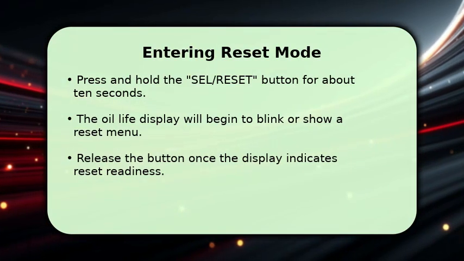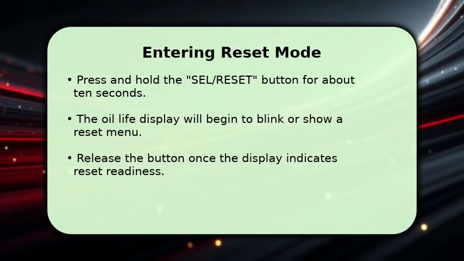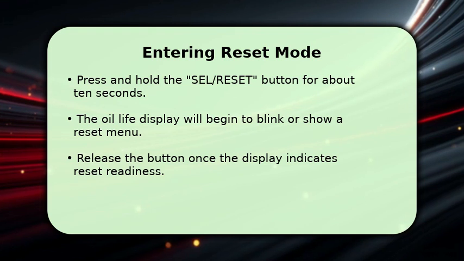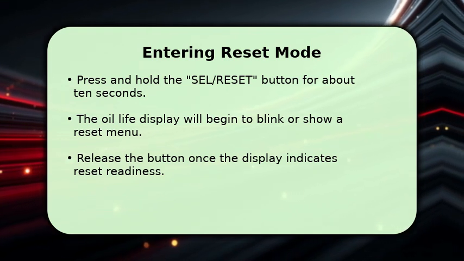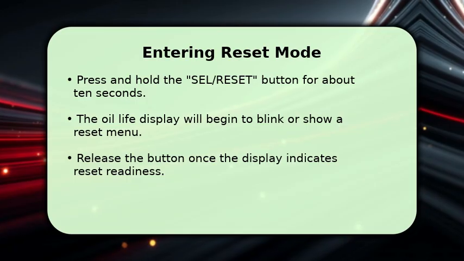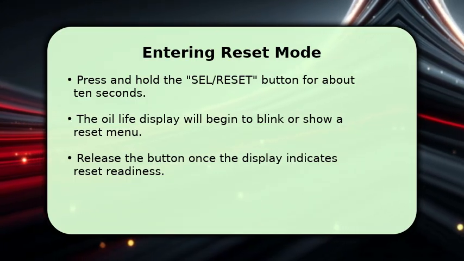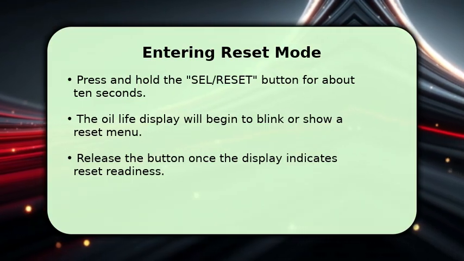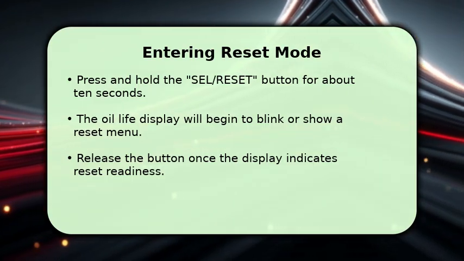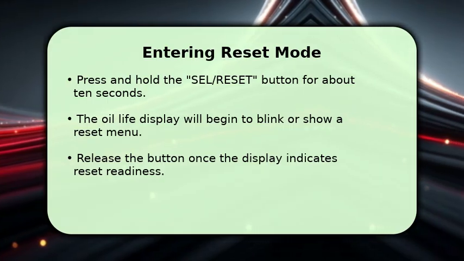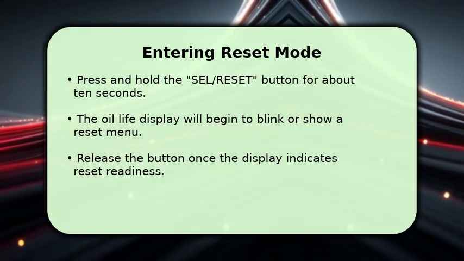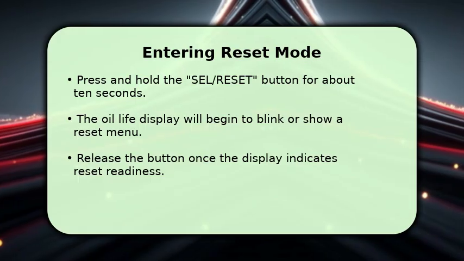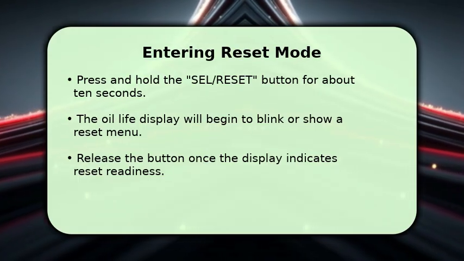Once the oil life percentage is displayed, press and hold the Sell/Reset button for approximately 10 seconds. You'll notice the oil life display will start to blink, or a reset menu will appear, signaling that the system is ready to be reset. Release the button as soon as you see this indication. This action prepares the maintenance minder for the final confirmation of the oil life reset.